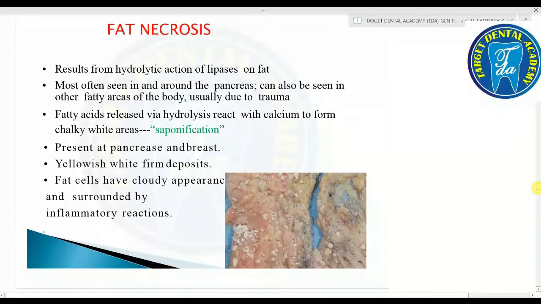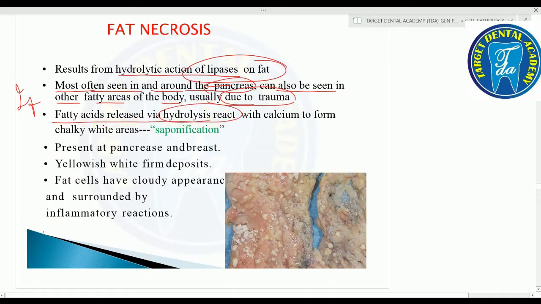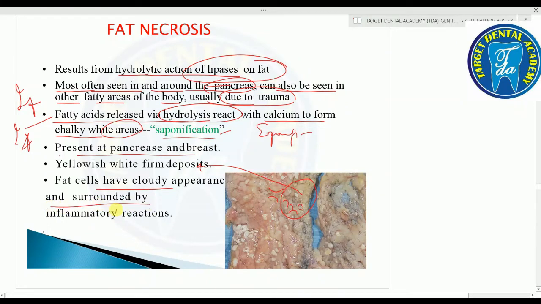Next is fat necrosis. It results from the hydrolytic action of lipases on the fat. It is most often seen in and around the pancreas, important, and can also be seen in other fatty areas of the body, usually due to trauma. In this, the fatty acid released via the hydrolysis reaction combines with calcium to form chalky white areas, which is called saponification. Very important. It is present at the pancreas and in the breast. There are yellowish white firm deposits. The fat cells have a cloudy appearance, and are surrounded by inflammatory reaction.